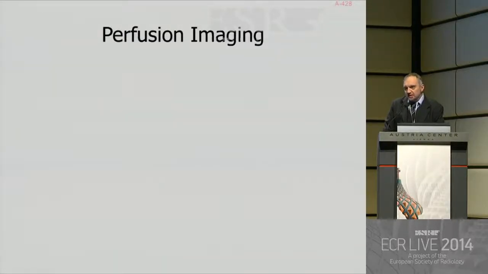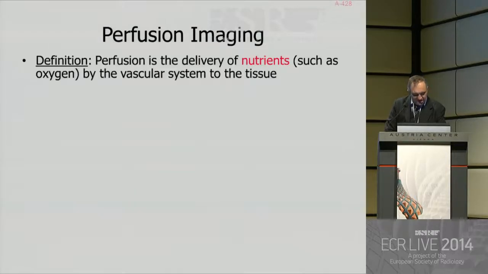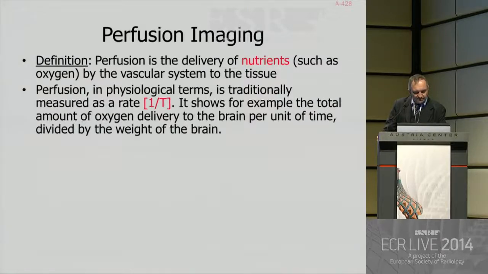Before going to arterial spin labeling, which I'm not going to introduce because I will leave it to Matthias, let me introduce a few concepts of perfusion imaging as such, which I think will be accepted among the people who are going to talk this afternoon. Perfusion is, by definition, the delivery of nutrients such as oxygen, glucose, or anything by the vascular system to the tissue, so it's different from angiography or from the measurement of what is inside the vessel.